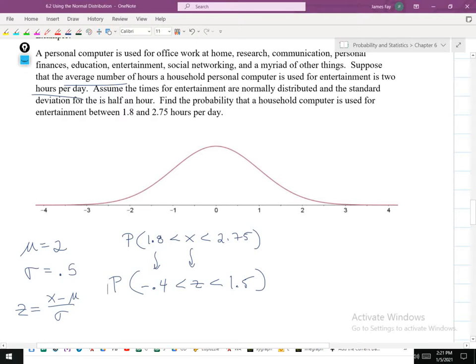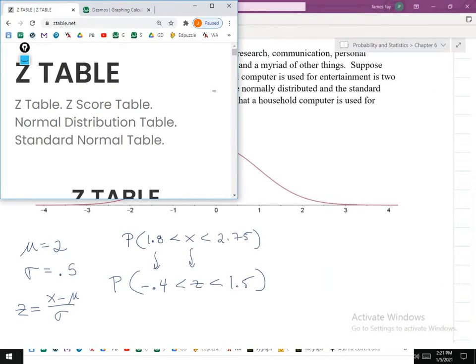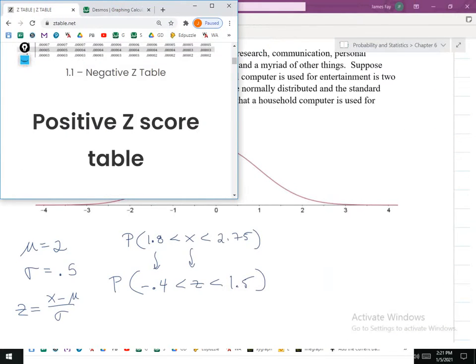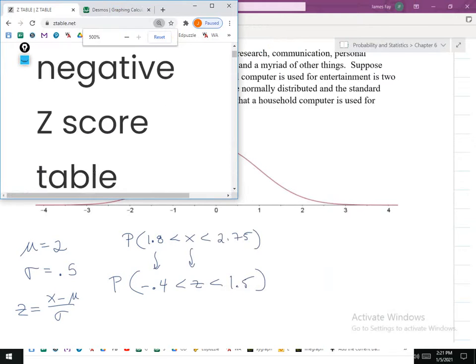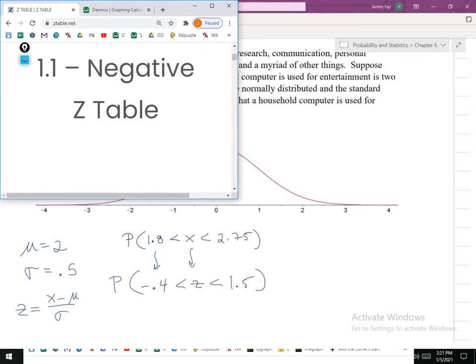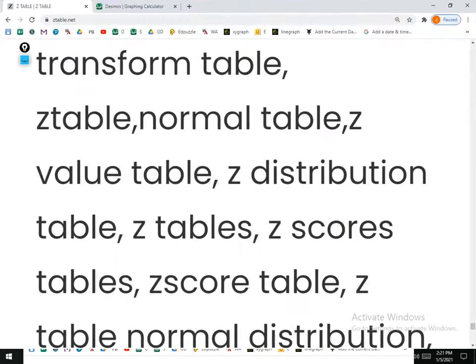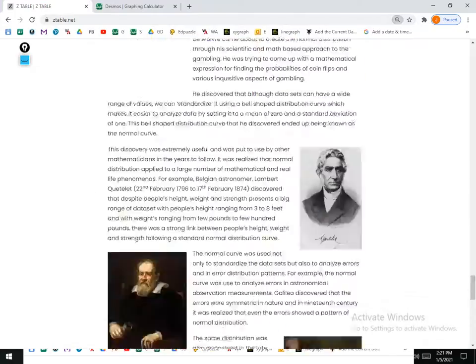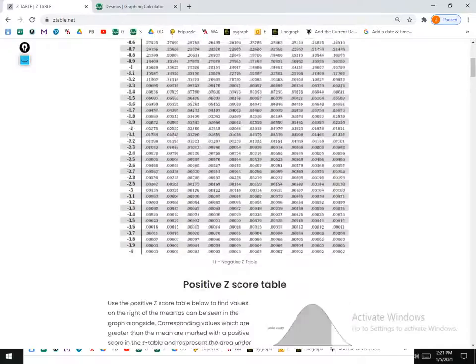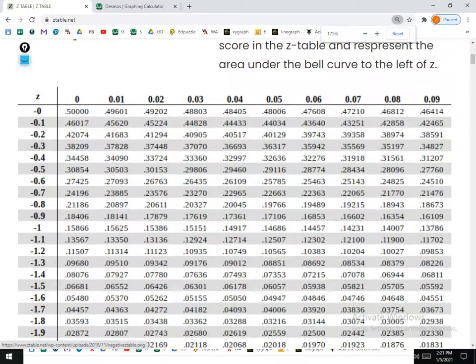If we're going to use our table, these are the things that we'd be looking at on our table. So pulling the table up real quick, ztable.net. So I'm going to look for negative 0.4. There we go. So negative 0.4 is 0.34458.